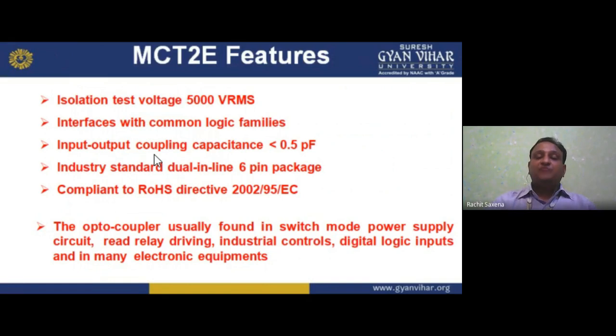Isolation test voltage up to 5000 VRMS, interfaces with common logic families, input-output coupling capacitance less than 0.5 picofarad, industry standard dual inline 6-pin package, compliant to the RoHS directive 2002/95/EC, which is the government body that makes the compliance rules. The optocoupler is usually found in switch mode power supplies, SMPS circuits, reed relay driving, industrial control, digital logic inputs, and many electronic inputs. I hope you understand. Now moving forward.